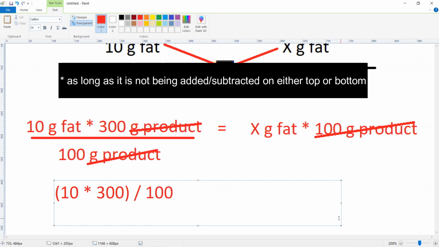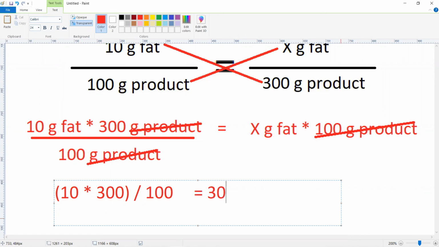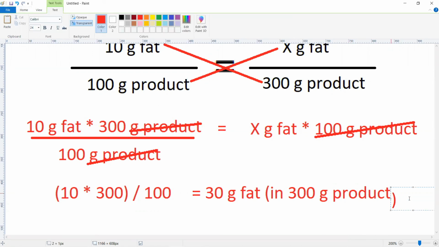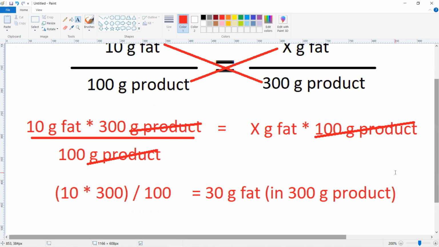And then we have 10 times 300 divided by 100, so let's type that out there. I'm going to group these in parentheses just to make it a little easier to see. Just stretch this out real quick so it fits in the same line. And yeah, so that should be equal to 30 grams of fat. So in conclusion, if you know there's 10 grams of fat per 100 grams of that product, and you want to know how much there is in 300 grams, well, that answer is 30 grams.